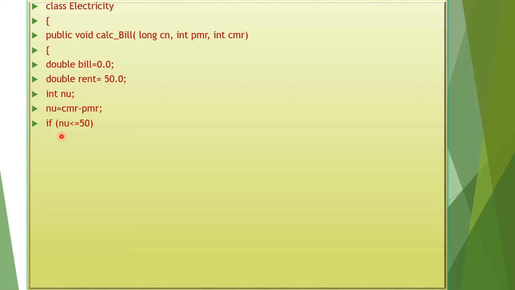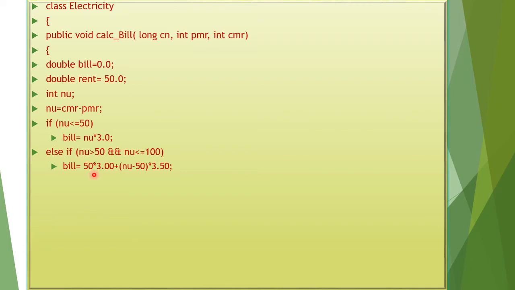First one, if NU less than or equal to 50, bill equals, as per the given criteria, NU star 3.0. Else if the number of units greater than 50 and NU less than or equal to 100, that means if the number of units consumed lies in between the range 50 and 100, the bill amount is 50 star 3.0. That is for the first 50 units. For the first 50 units, rupees 3 per unit.